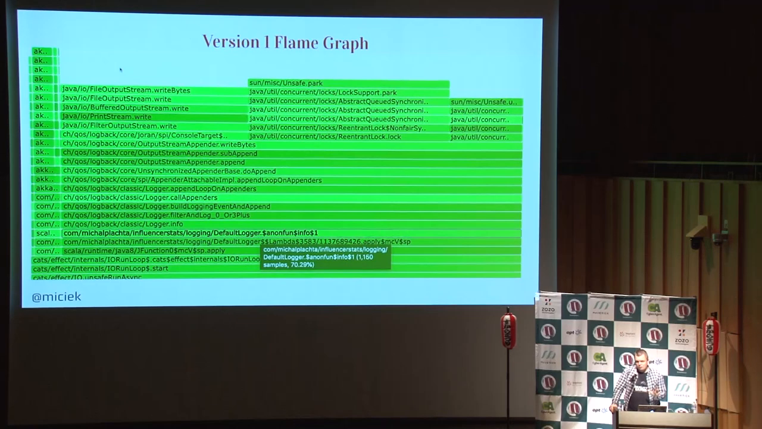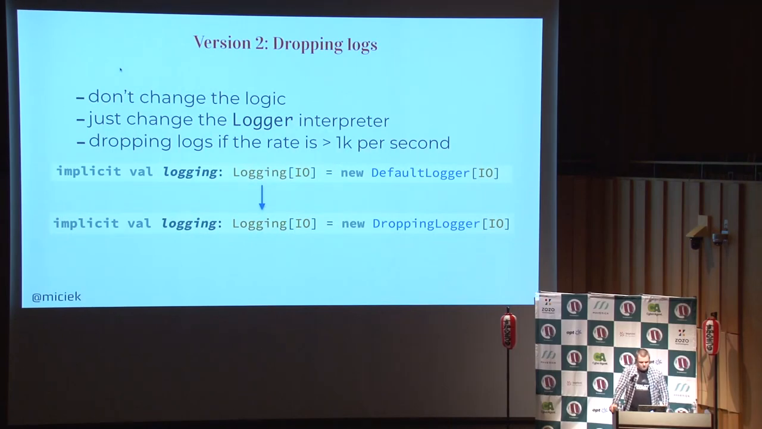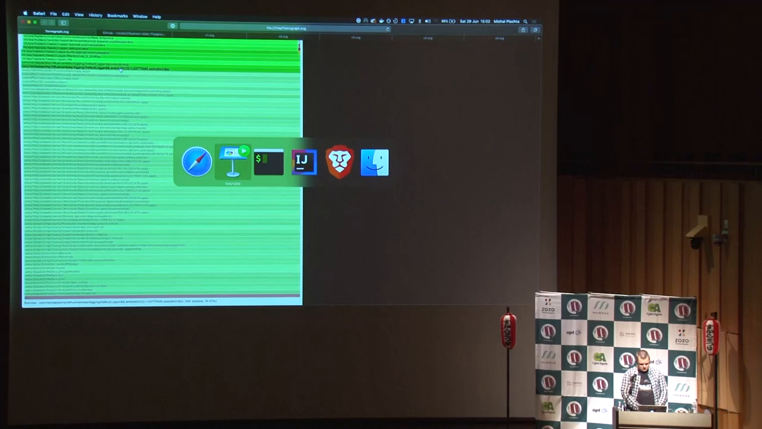So what can we conclude from that? We need to change the logging, right? The whole logging, we need to change it. So let's change it from the normal logger that logs everything to a dropping logger that has this rate of 1,000 and no more. So if you log more than 1,000 things in one second, the other ones are dropped. So let's try to do that. How hard could it be, right?